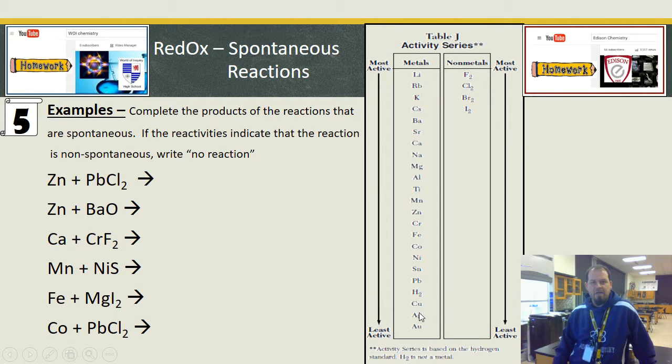Okay, so I have table J. Oh, it should be white. It's a little gray, but that's okay. I think it'll still work.